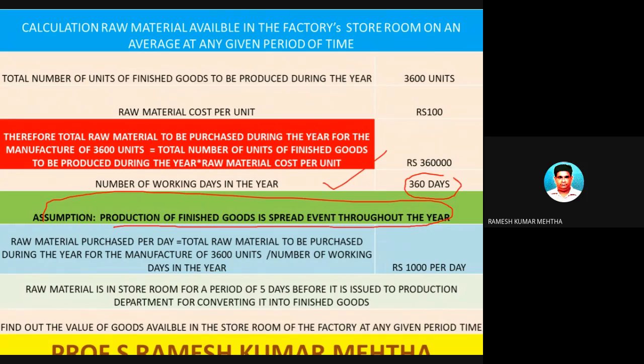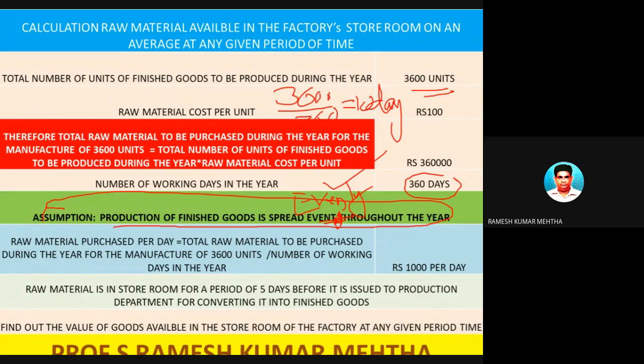Meaning, how many units do I have to produce? 3600 units. How many days are there in a year? 360 days. So on an average, 10 units are produced per day. That is the meaning of the word: production is carried out evenly throughout the year. Production of finished goods is spread evenly. Evenly means the same throughout the year. Every day there will be 10 units manufactured.